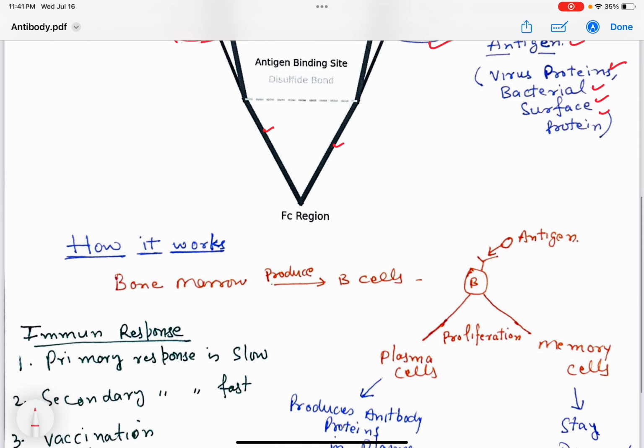Now we're going to talk about how the whole process works. So bone marrow produces B cells, and a B cell has, you can say, an antibody or a receptor on its surface that binds to a specific antigen. So we did talk about what antigens are. When this antigen attaches to this specific protein or receptor on the B cell surface, the B cells start proliferation. They start dividing.